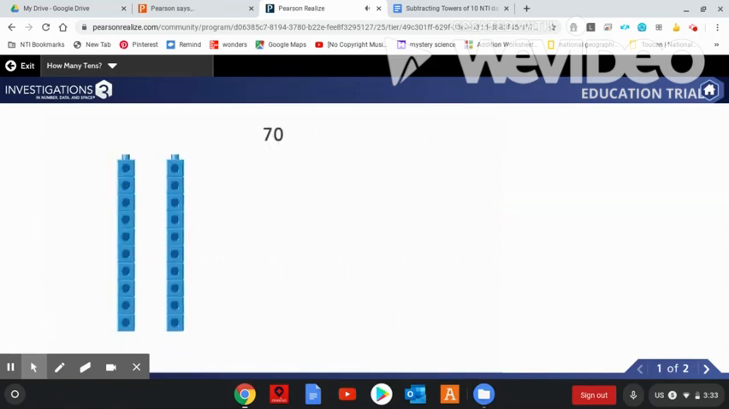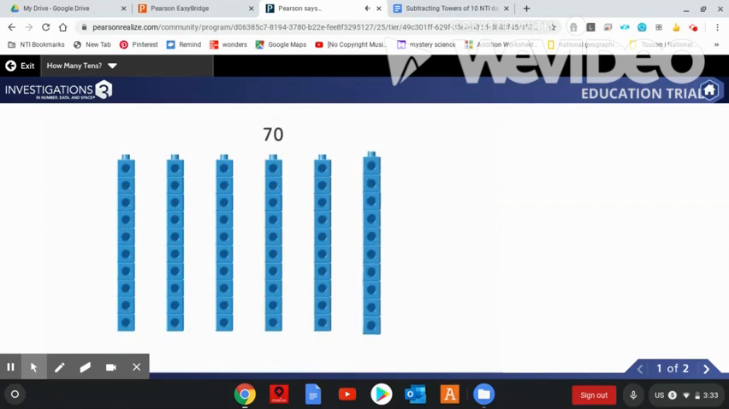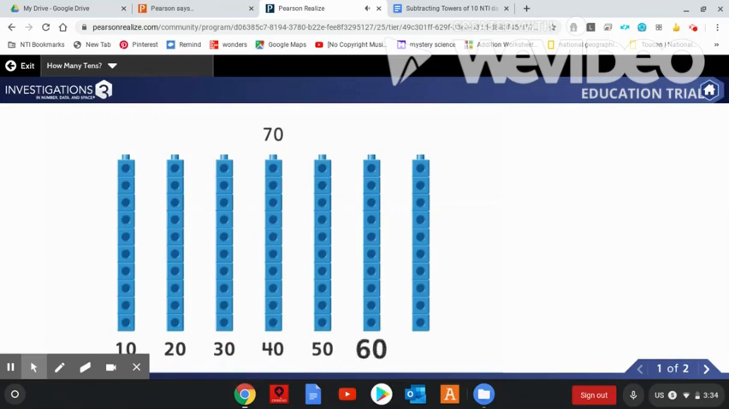I have 70 cubes organized in towers of 10. How many towers of 10 do I have? Lyle says that he looks at the number in the tens place to figure out how many groups of 10 there are. There are 7 tens in 70. 10, 20, 30, 40, 50, 60, 70.